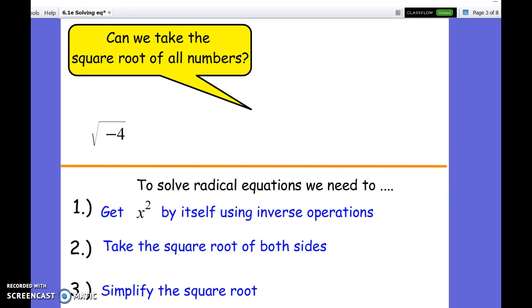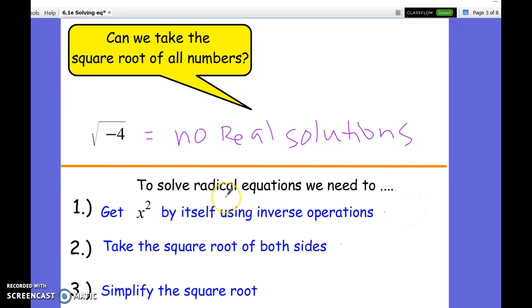Can we take the root of all square numbers? We've talked about this a little bit before, but if we try to take the square root of negative 4, we can't actually do that in the real number system. So this would have no real solutions. You cannot take the square root of a negative number. Remember that.